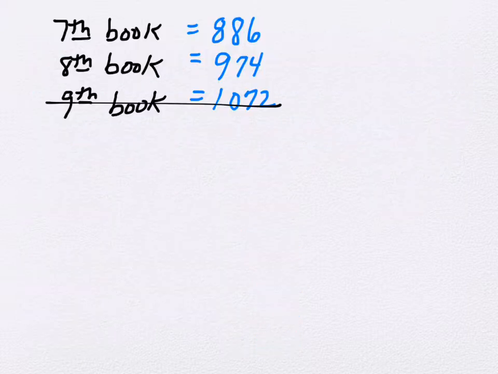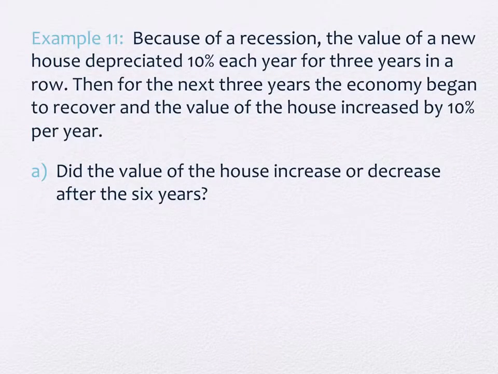All right, I think there's one last question, right? This is one of my favorite questions because it is intuitively not the result you're expecting. Okay? So it says because of a recession, you guys know what a recession is? Like where the economy goes down, a recession. The value of a new home depreciated. That means it went down by 10% each year for 3 years in a row. Then, for the next 3 years, the economy began to recover, and the value of the house increased by 10% per year.